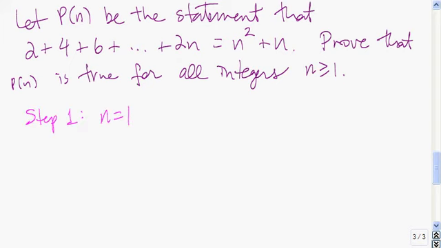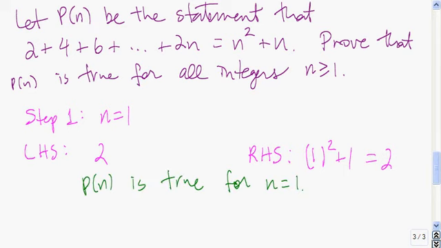Okay, press pause while you take a look at the left-hand side and right-hand side and show that they're equal. Okay, for n equals 1, the left-hand side is just the first term. The right-hand side we get by plugging 1 in for n. So, since the left-hand side and right-hand side are equal, P of n is true for n equals 1.